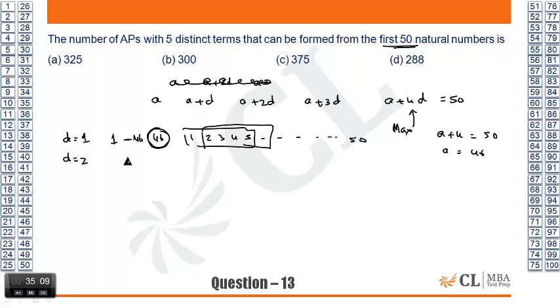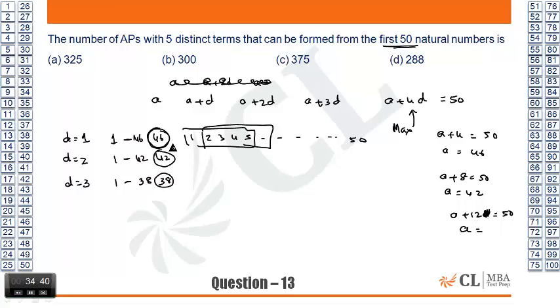When D equals 2, A can start with 1 and go on till the maximum value. A plus 8 equals 50, so A equals 42. So there are 42 values A can take. When D equals 3, A plus 12 equals 50, so A can take the value 50 minus 12, which is 38. I can already see an AP going on. This is minus 4, this is minus 4. So where will it go? The maximum value of D.